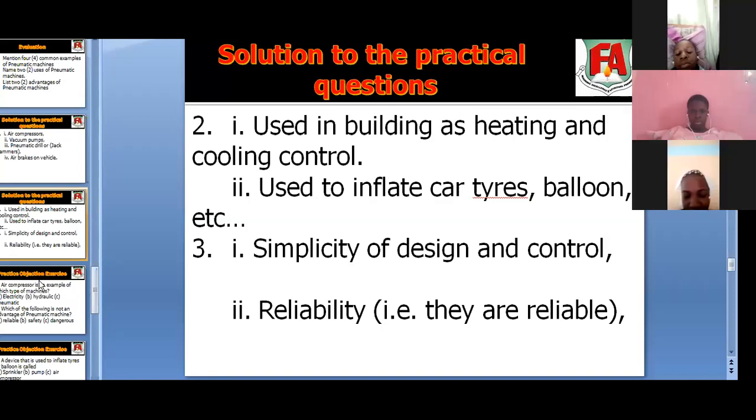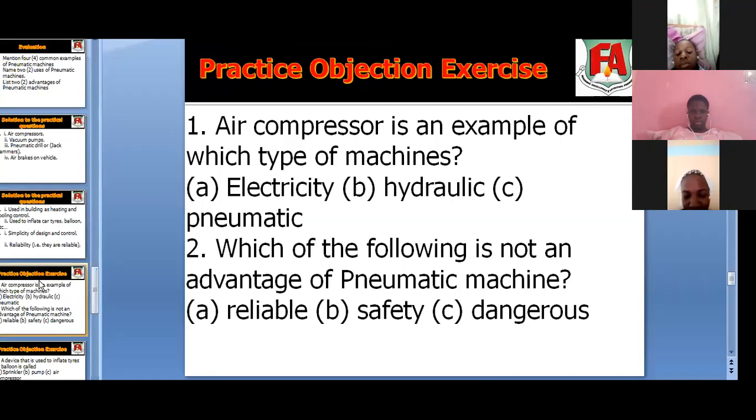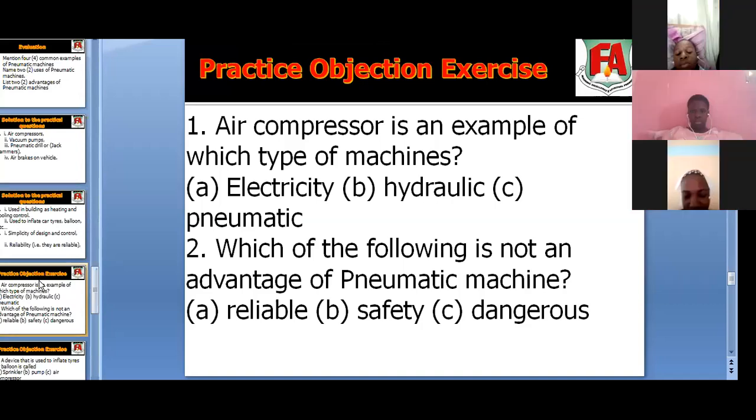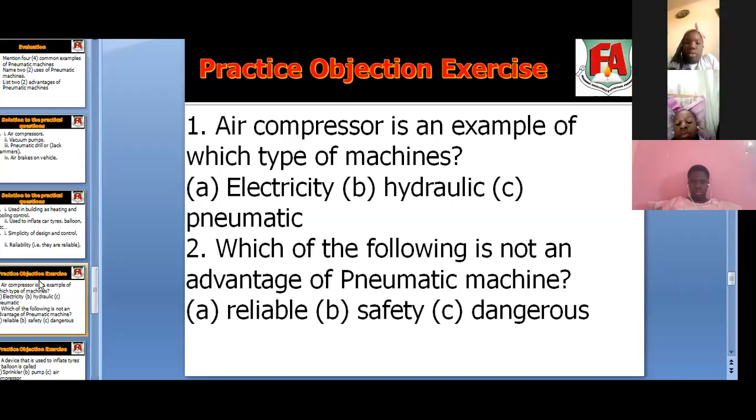Yes, sir. Please, is there any disadvantage? Yes, there are disadvantages. We have different disadvantages of pneumatic machines. Well, disadvantages are not captured here. You understand me? They are not captured here. Exactly. Okay, let's look at practical objective questions. That's the disadvantage.